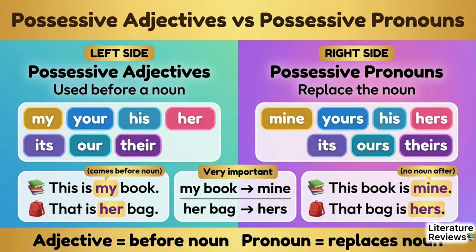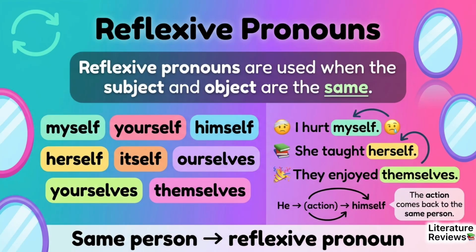Possessive adjectives come before a noun, like my book or her bag. Possessive pronouns replace the noun, like mine or hers. So remember, adjective before noun, pronoun replaces it. Reflexive pronouns are used when the subject and object are the same. The action goes back to the same person. For example, I hurt myself, or she taught herself.